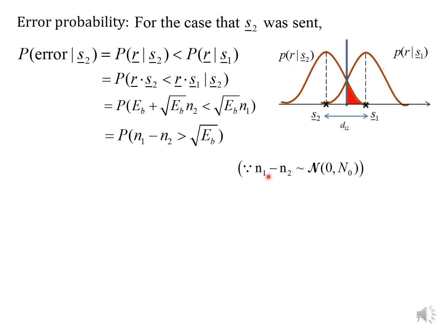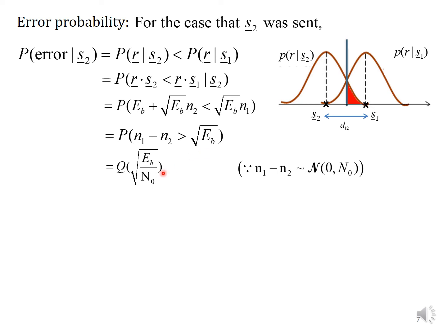The new random variable n1 minus n2 would be a Gaussian distribution with variance that is the sum of these two random variables, right? So this new random variable has a zero mean and the variance of N0. That would double the variance, right? So what would be the probability of this new variable being greater than this value?